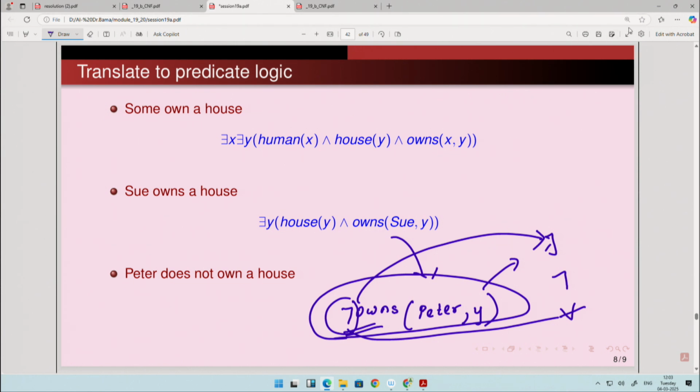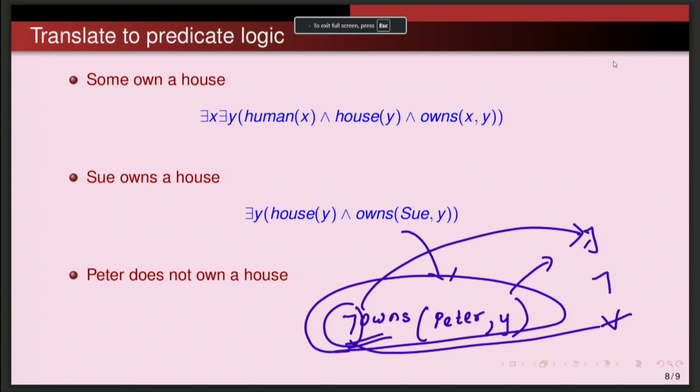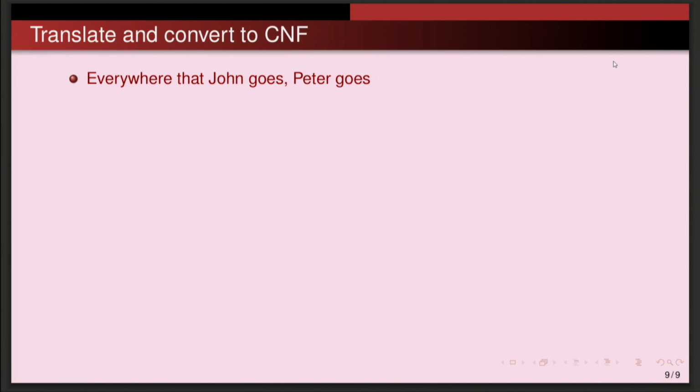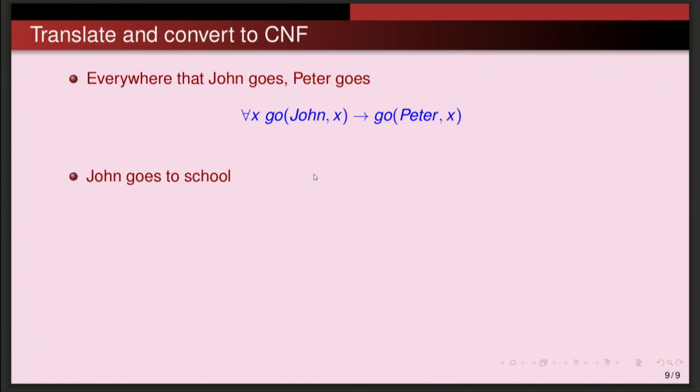Now, we will go to the next portion, where we are going to convert into a CNF. So, everywhere that John goes, Peter goes. Consider this statement, where we can say for all x, if John goes to x, then Peter also goes there. So, this statement can be represented here, and John goes to school.